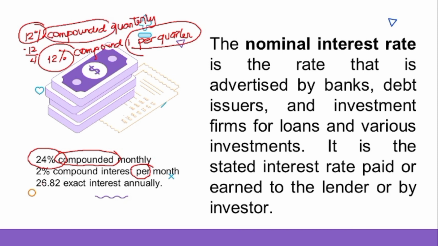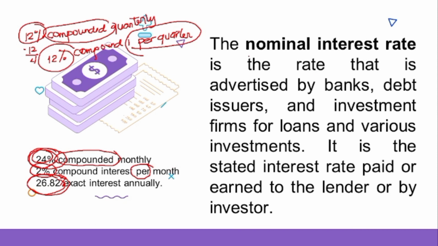And this one naman, 26.82% exact interest annually. So actually, sa mga bangko natin or sa mga advertisement ganyan, ang binibigay nila na interest rate is this 24%. Pero ang talagang interest niya is ito talaga yung interest niya. Ito yung interest niya considering the inflation rate and everything. Pero etong tatlong to, pare-pareho lang sila na ibig sabihin. Magkakaiba lang ng compounding.